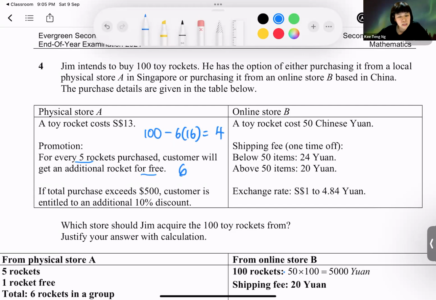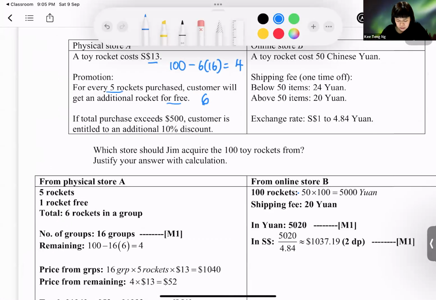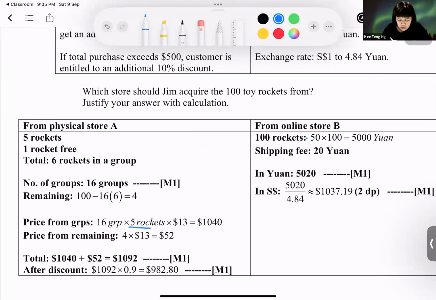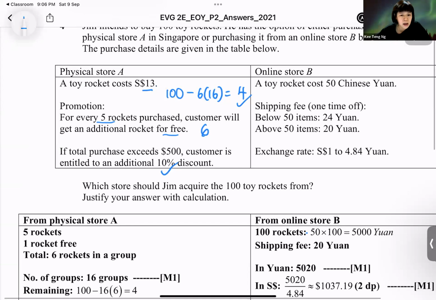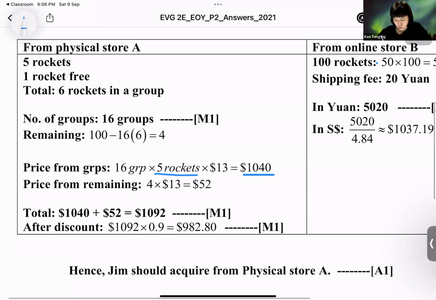Okay, so I'll check whether the total purchase exceeds $500. One rocket is $13. I need to buy 16 groups of 5 rockets at $13 each, but the other ones are free. That gives me $1,040. Oh, I exceed the $500 already, so I'm eligible for the 10% discount. But not forgetting the 4 rockets that I'm going to buy. 4 times 13 gives me 52. Then I add these two together to get my total before discount.